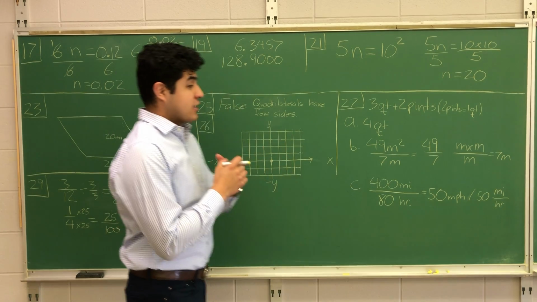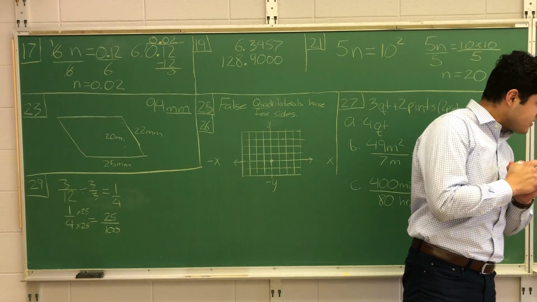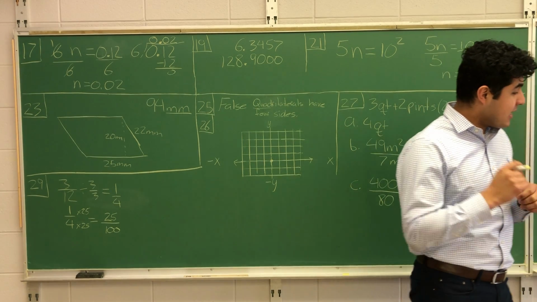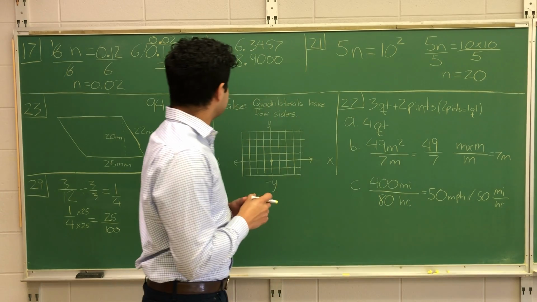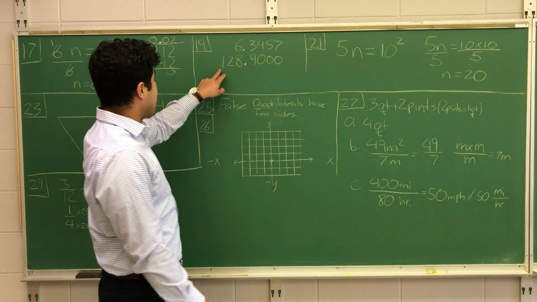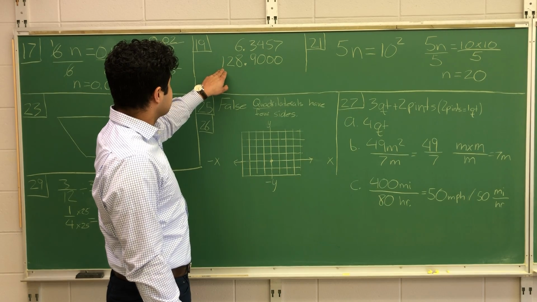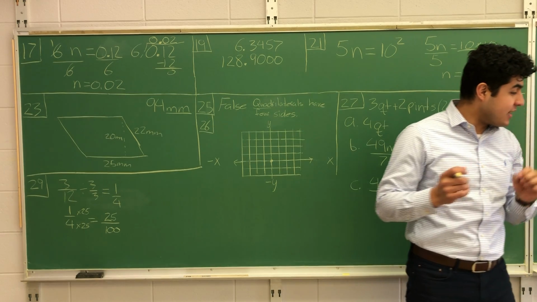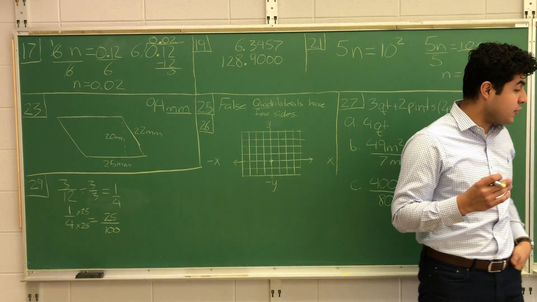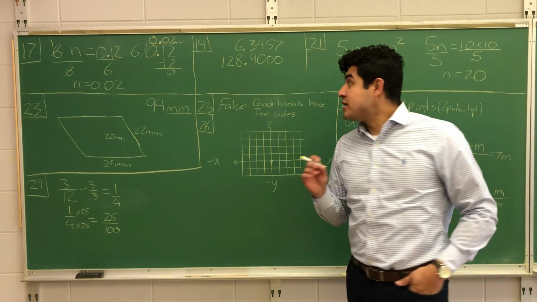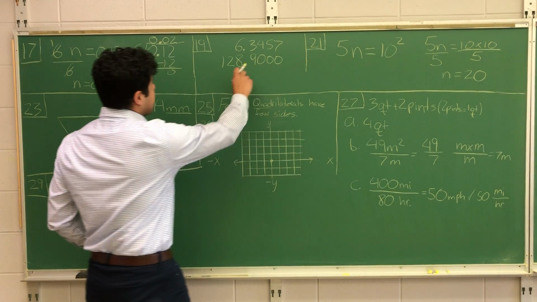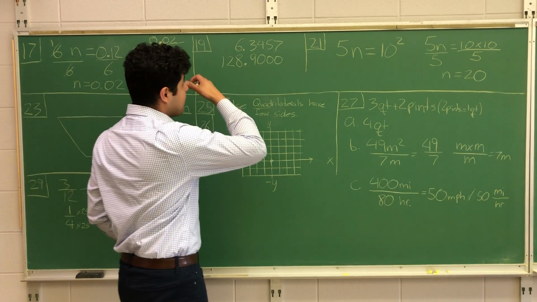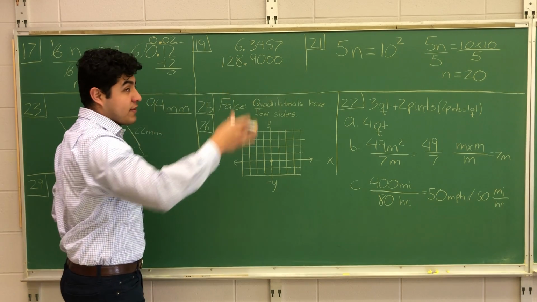All right, our next problem, problem number 19. Which digit in 6.345, I'm sorry, I read that wrong. Which digit in 6.1347 has the same place value as the 8 in 128.9? What I did here, so you could see it easily, is line up my decimal points, and now all the digits are in their correct place value.